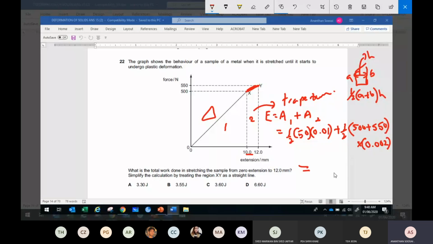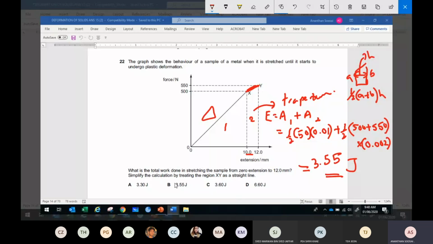Yes, this gives you the answer. What's the answer? You get 6.6 or 3.5? 25 times 0.25, 0.25, 500,000. So B, so 3.55.